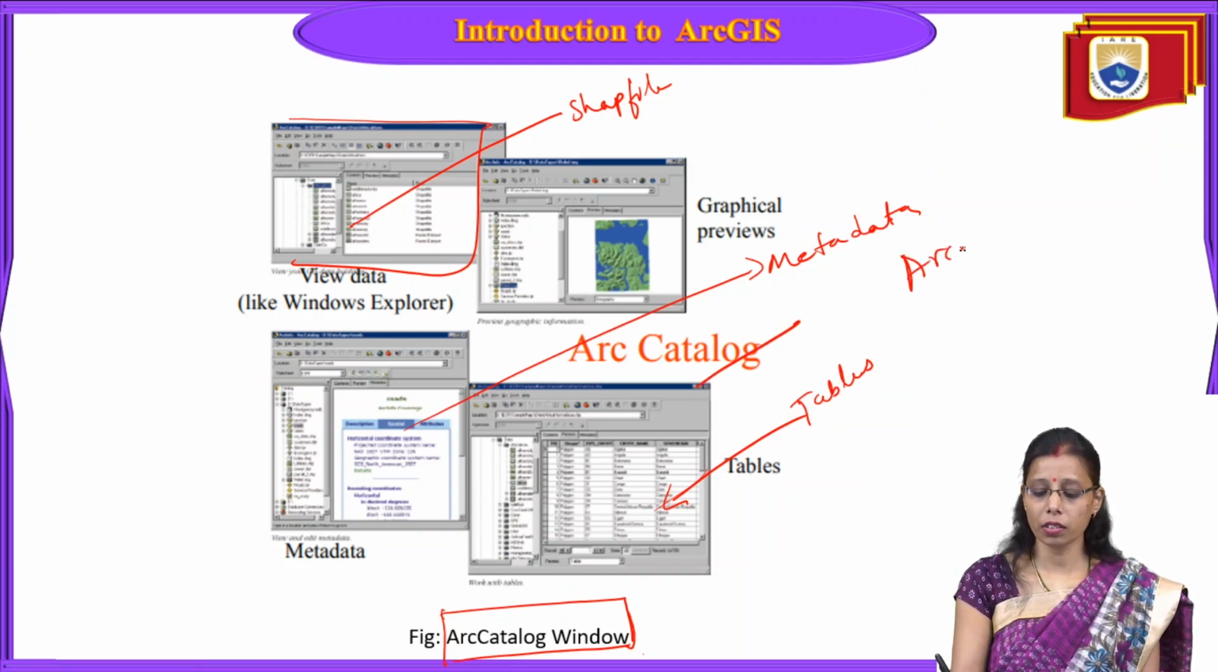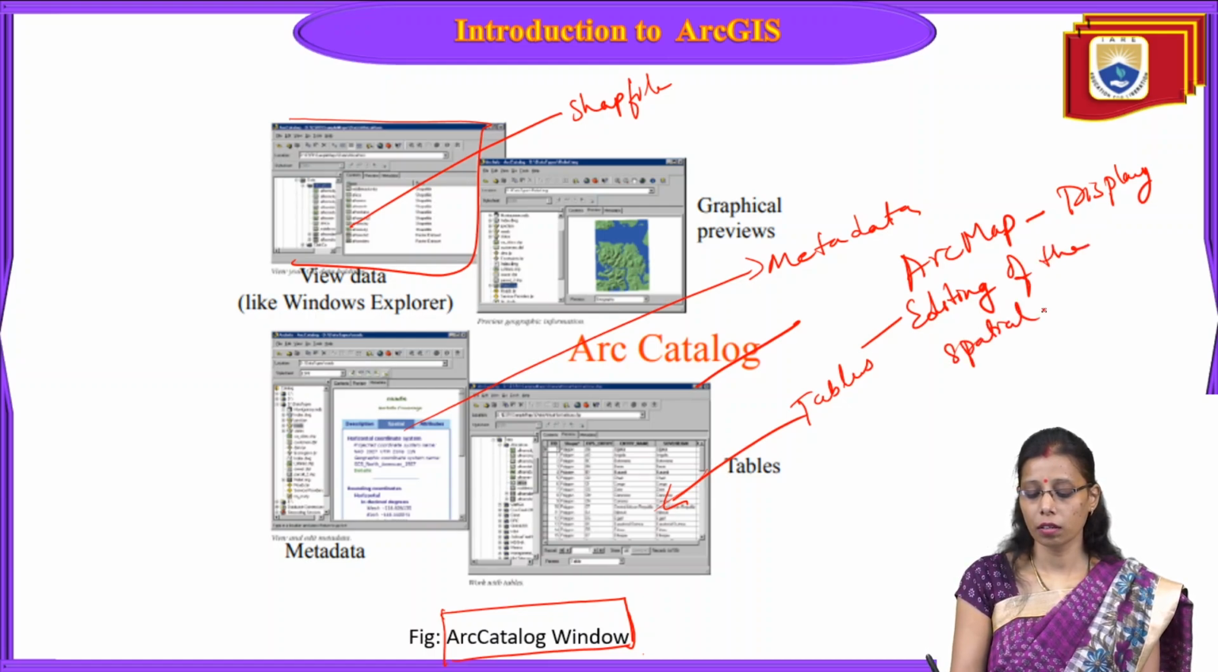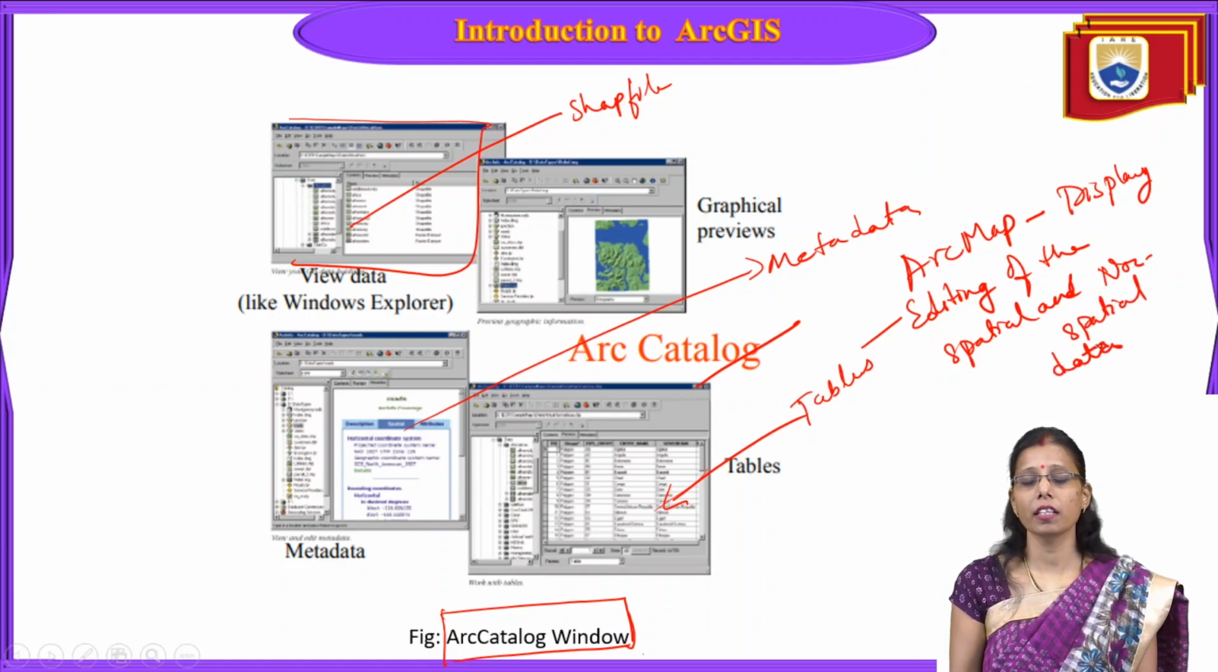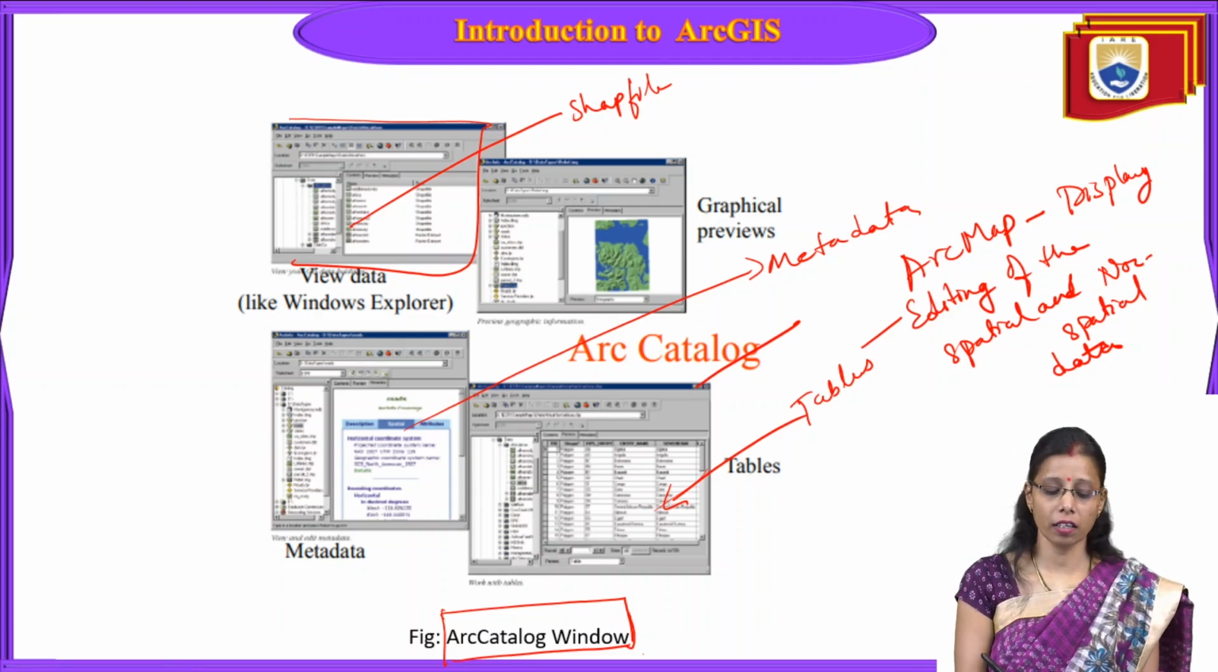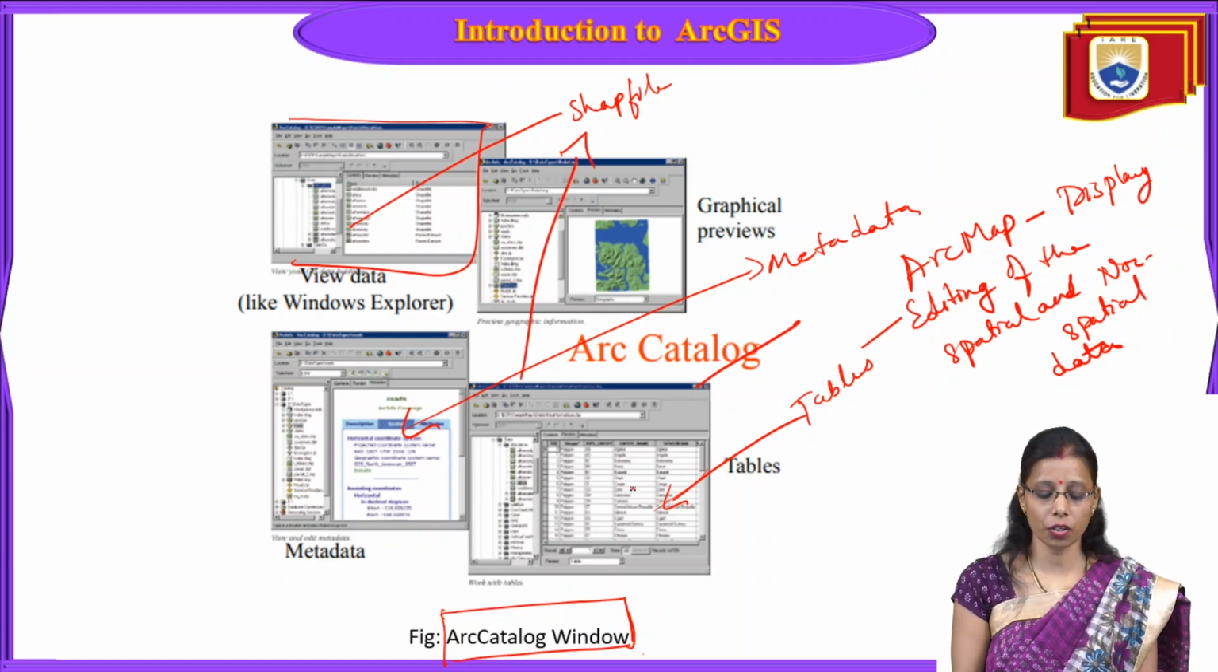ArcMap is for display or any type of editing. If you want to do editing of the spatial and non-spatial data, it can be done in the ArcMap. And ArcCatalog is for creating the metadata and creating the shapefile. So these are a few screenshots taken from the software, how the data looks like.